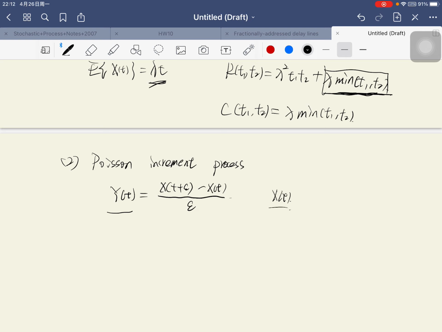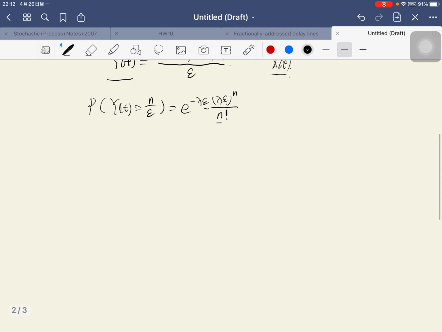It is defined as the increment of the Poisson process, like a time shift. The difference over the time shift is Y(t), this is the Poisson increment process, and X(t) is also the Poisson process. For this process, we could compute the mass function: the probability of Y(t) equal to n over epsilon is equal to e to the power of minus lambda epsilon times lambda epsilon to the power of n over n factorial. It just changes from k to n and from t to epsilon, because it is the increment process.